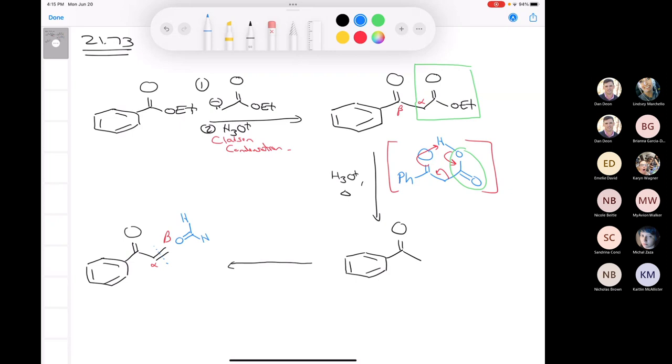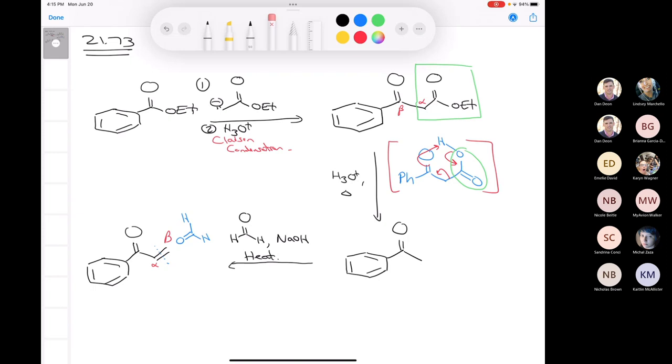So what are the conditions for a crossed aldol condensation? Well, you'd need your aldehyde. I'll just rewrite it here. So you'd need formaldehyde, and then you need sodium hydroxide. And since it's an aldol condensation, you have to heat it up, right? So it's not aldol addition, which produces a beta hydroxy ketone. Now we're making an alpha beta unsaturated ketone, so we have to heat that up. All right, I'm going to erase the formaldehyde so as not to cause any confusion.